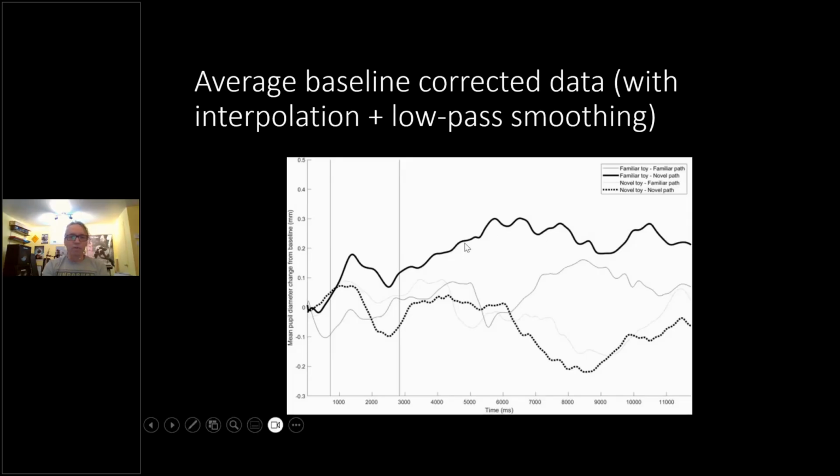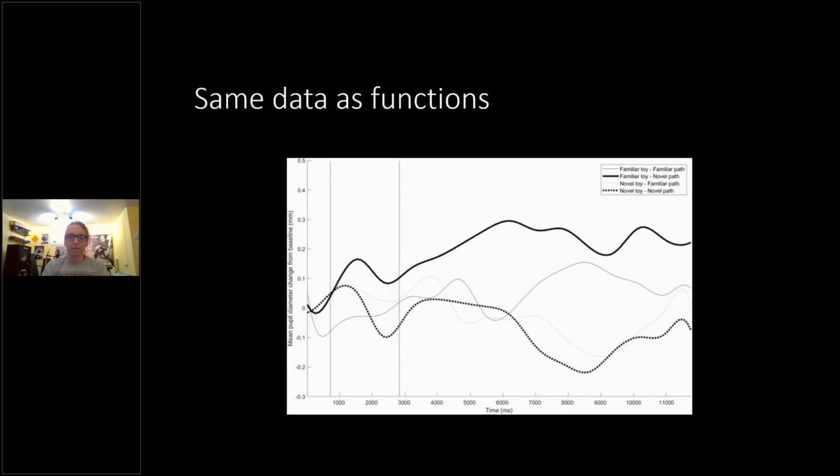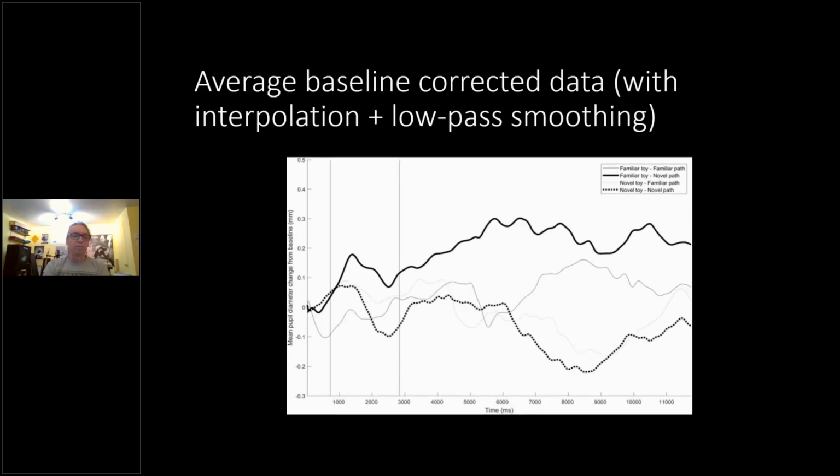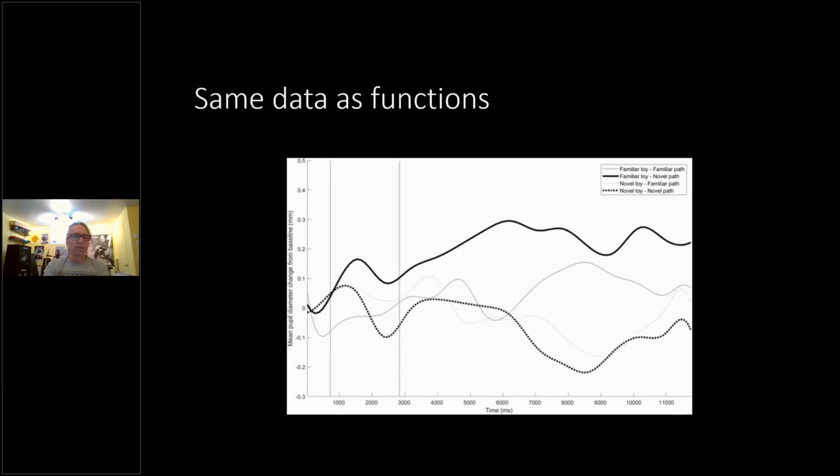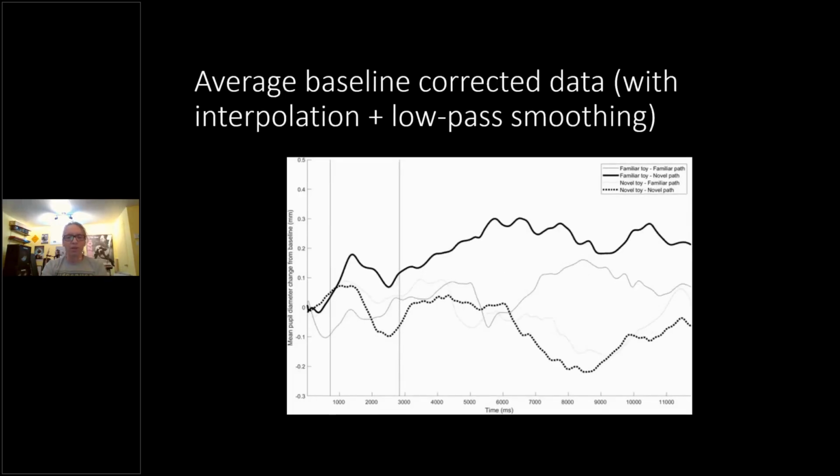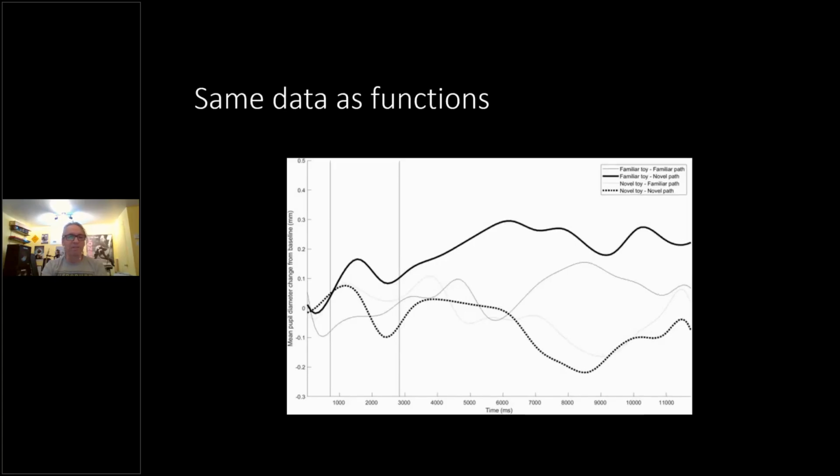Now, this is the average of raw data that's merely been interpolated to fill in gaps from blinks and head turns and smoothed using low-pass filtering. This is the same data averages from the splines that we use to capture the raw data. So I'll go back and forth a little bit. Hopefully it's not too dizzying for you. But what you see going from averages of raw data to averages of splines is just a little more smoothing, but the key characteristics of all 4 averages are maintained in the spline space.